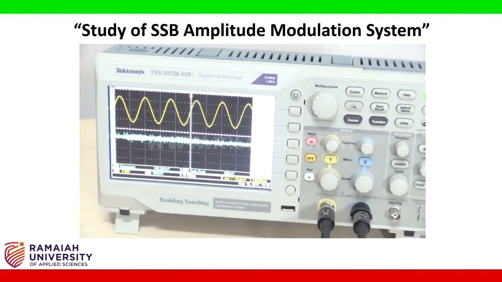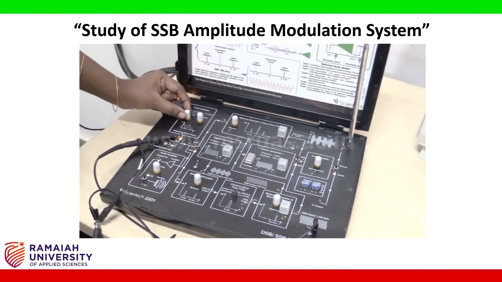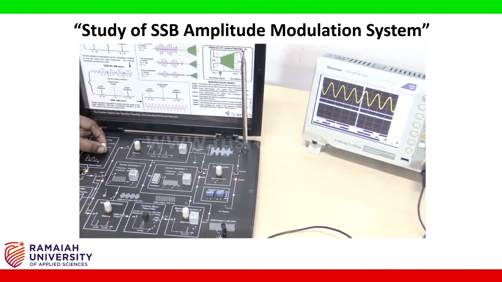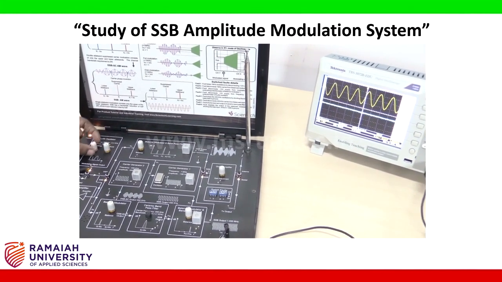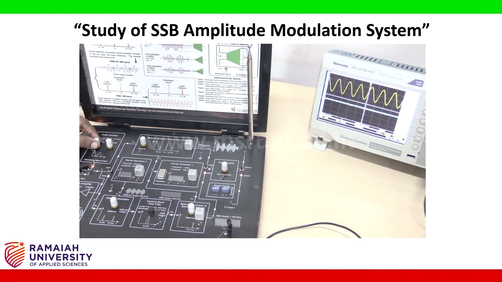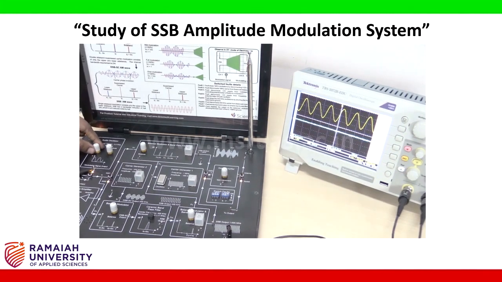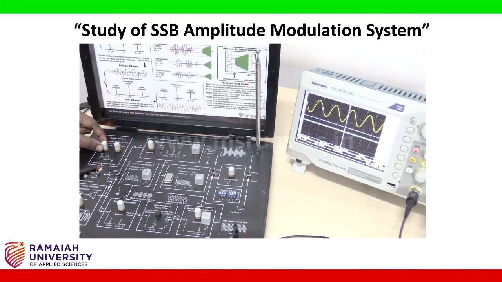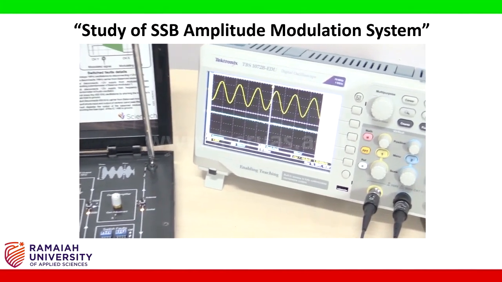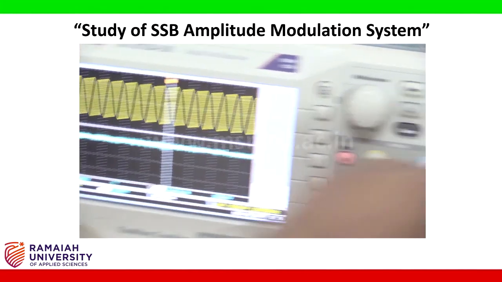So the message is visible. As we change these two knobs, the frequency as well as amplitude of the message signal can be changed. So set the frequency to 2 kilohertz, or any suitable frequency can be set, and then press auto set.